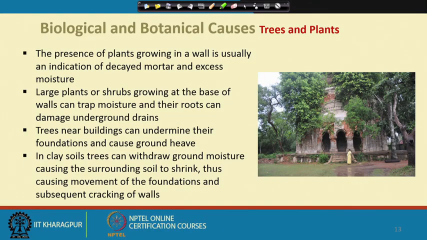Especially in clay soils, trees can withdraw the ground moisture, causing the surrounding soil to shrink, thus causing movement of the foundation and subsequent cracking of the walls. As I say, these are all interrelated, and these have to be checked.